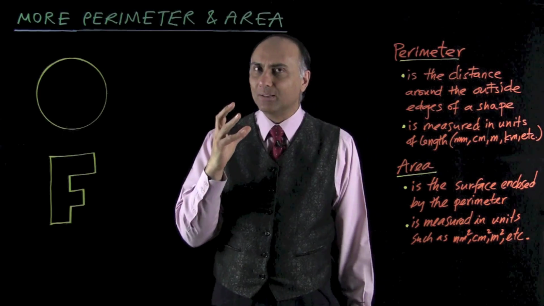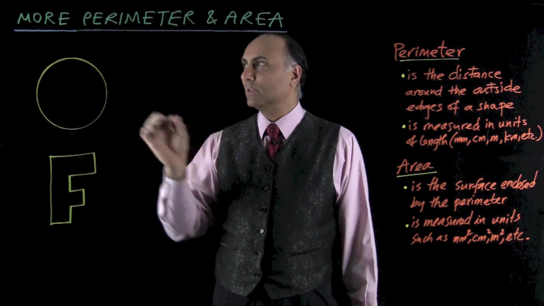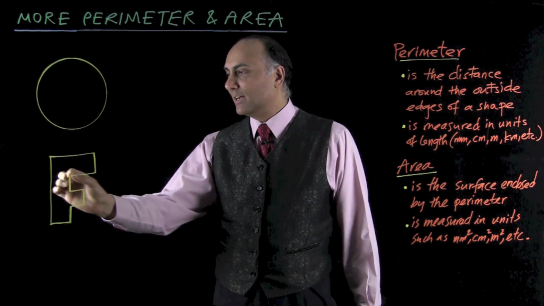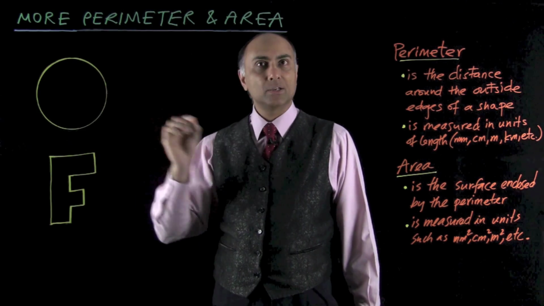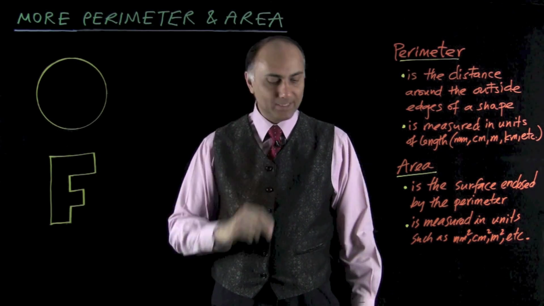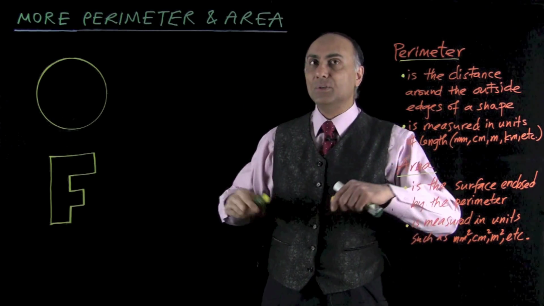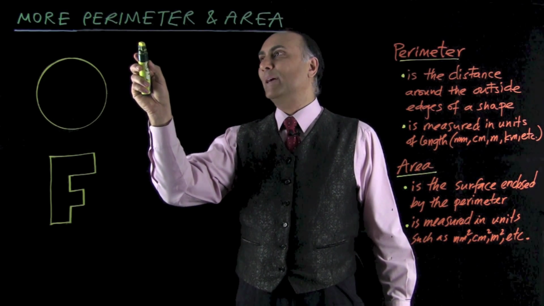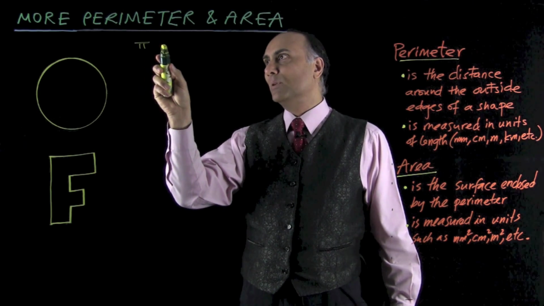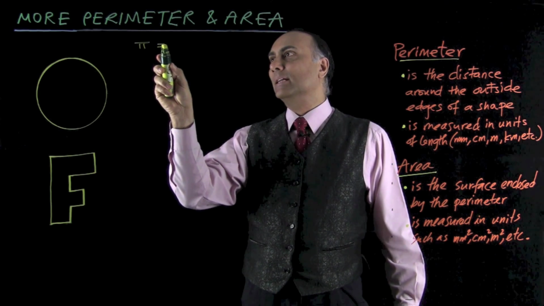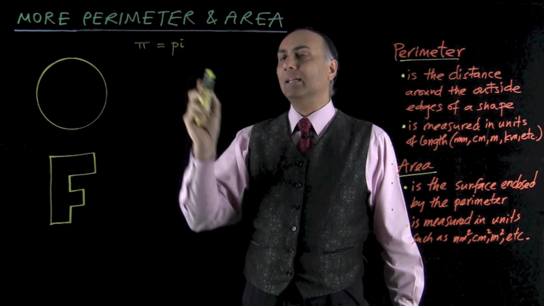So how do you work out the circumference of a circle? Because with a polygon, you would just add up the lengths of the individual edges. You can't do that on a circle. So how do you do it? Well, it requires the use of a special number called pi, which is a Greek letter. That's the symbol for it, and it's spelled P-I, pi.